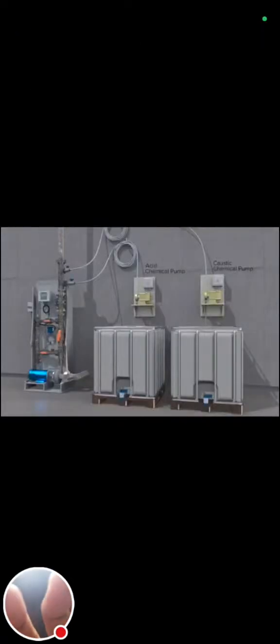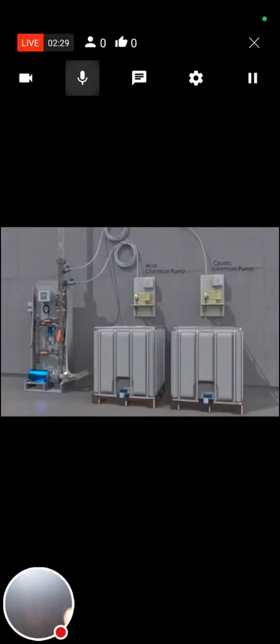Mixing acid and caustic can cause a dangerous reaction if not properly managed. Because of this, World Water Works has programmed several safeguards.